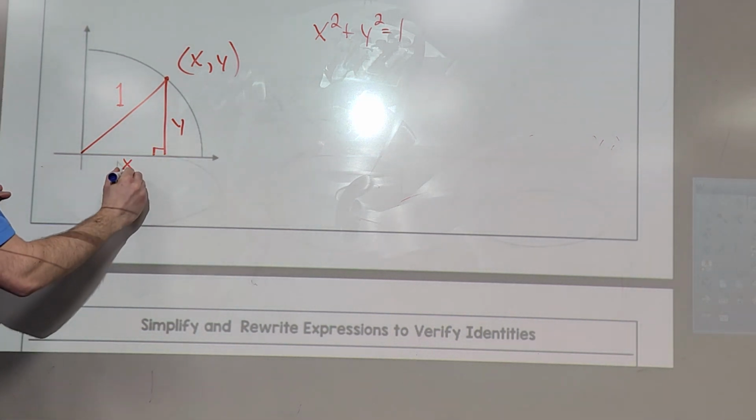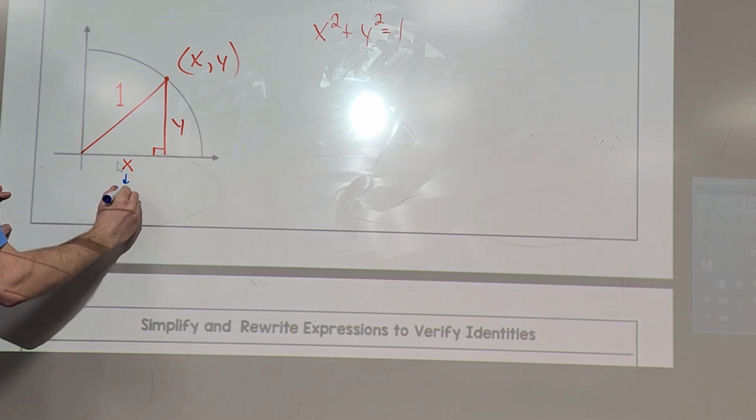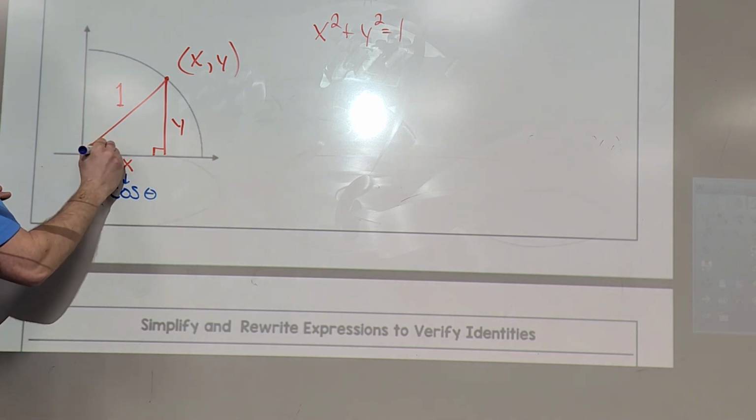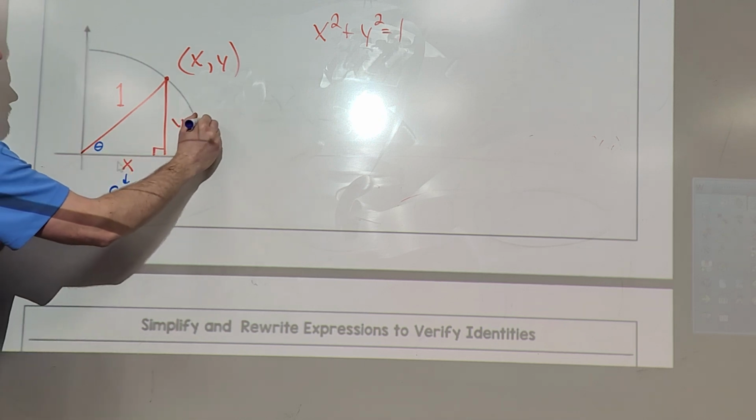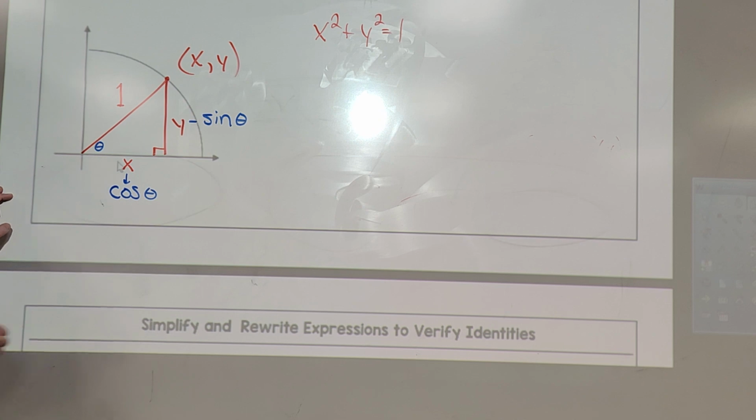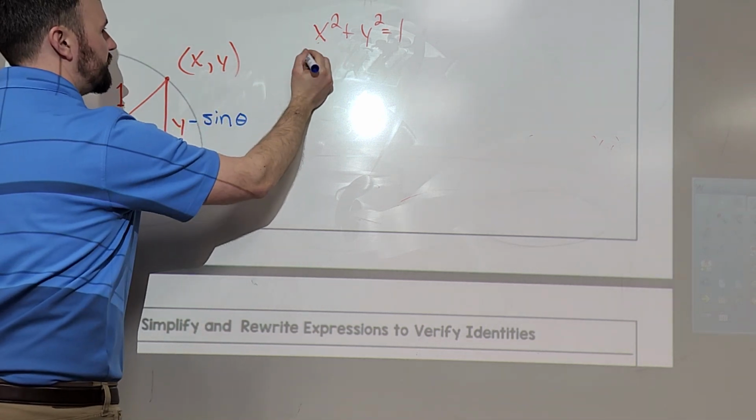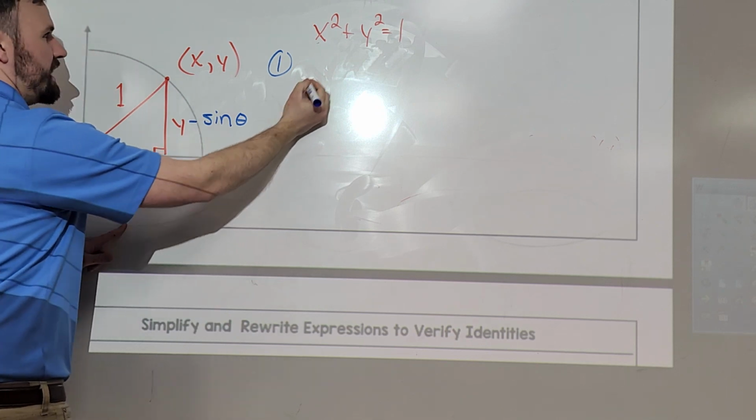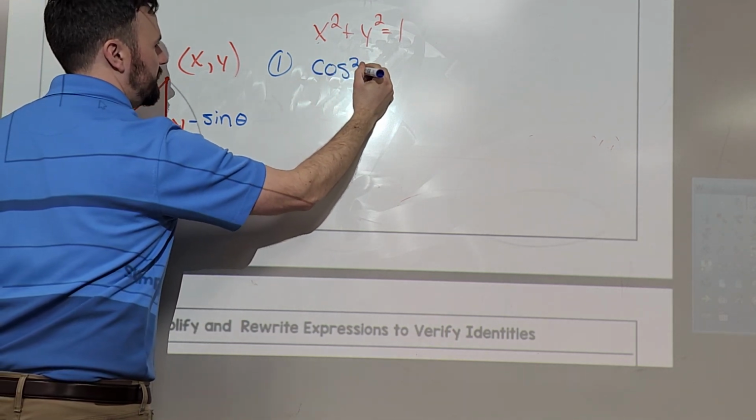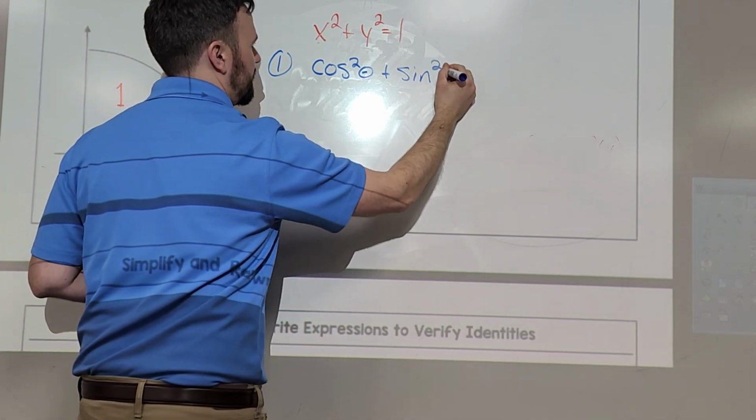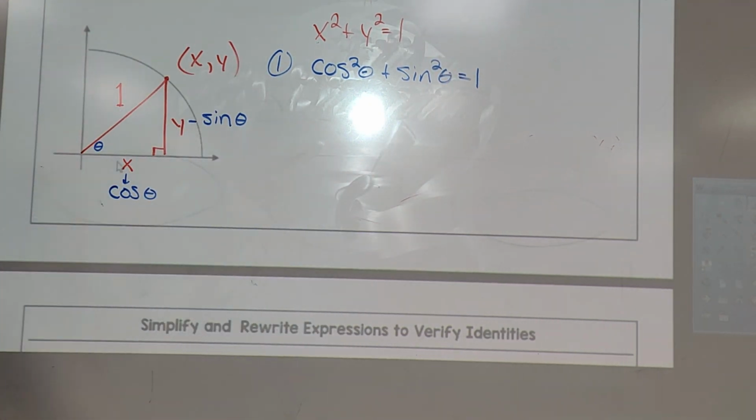In the unit circle, what is my x coordinate? It's my cosine of this angle, right? Cosine is my x. Sine is my y. Do you agree on that? So what can I plug in to get my first identity? I can plug in cosine squared plus sine squared equals 1. You see what I did there? Pythagorean theorem. Now watch this. I'm going to give you all 3 identities with 1 proof.